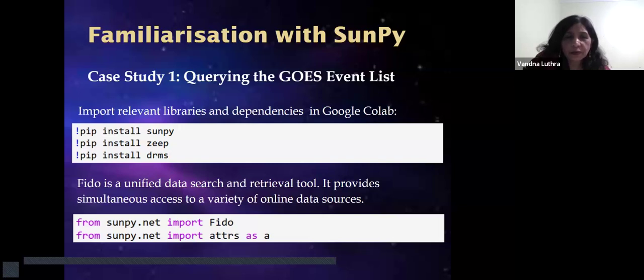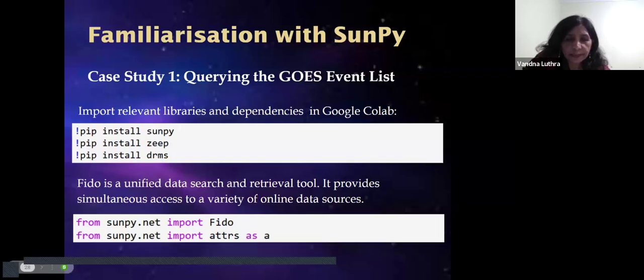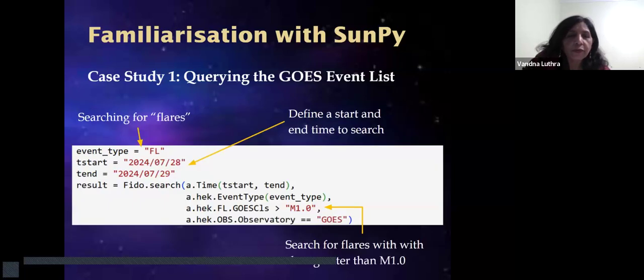So there is a recap now. Install the libraries of SunPy, Zeep, and DRMS. Then import Fido from sunpy.net, and from sunpy.net import attrs as a, followed by selecting the event which you want to search for.